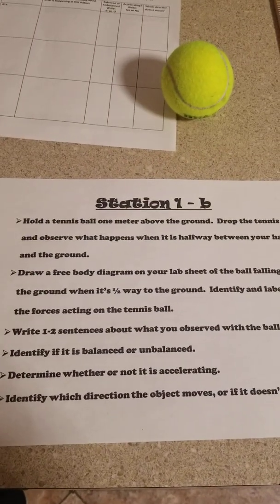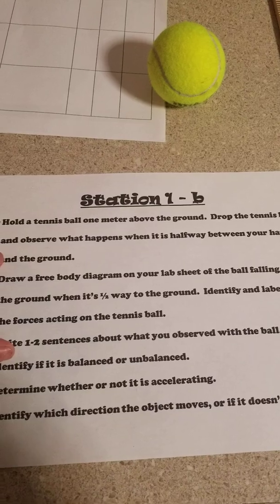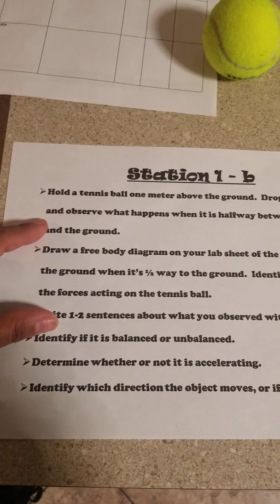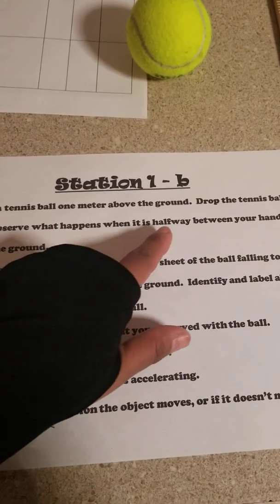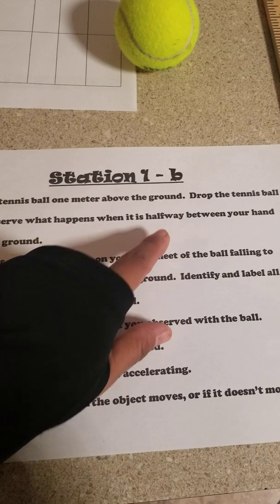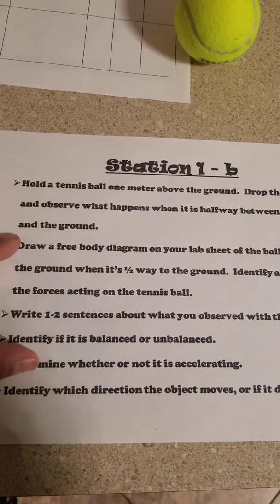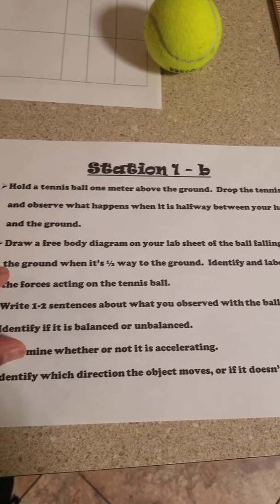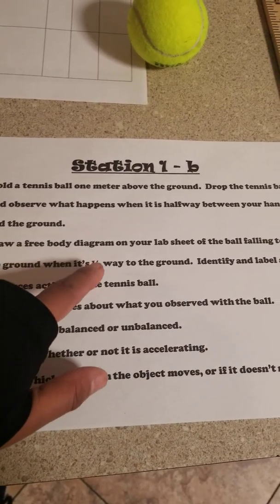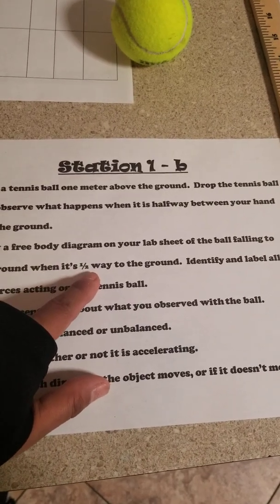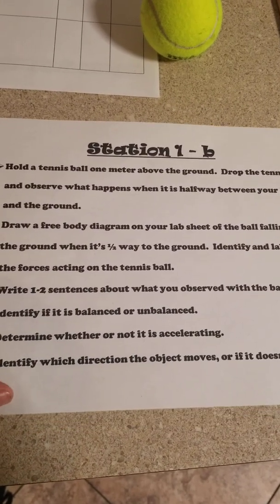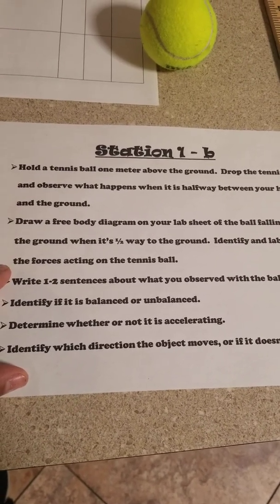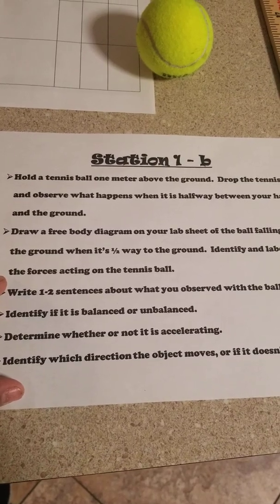1B says here that we need to hold a tennis ball 1 meter above the ground, drop the tennis ball, and observe what happens when it's halfway. That's the key word: halfway between your hands and the ground. Draw a free body diagram on your lab sheet of the ball falling to the ground when it's halfway to the ground. Identify and label all of the forces that are acting on that tennis ball. So include all of the F's. What type of F is it? Is it F sub T, F sub A, F sub G, F sub F?